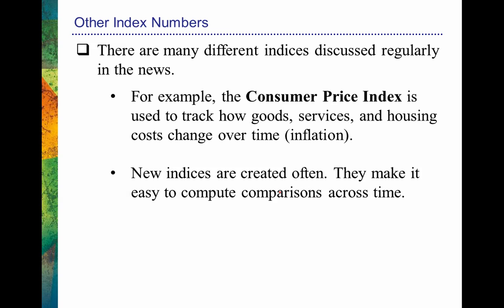All right, just some quick news again about index numbers before we finish up. There really are many different indices that are reported in the news. At the beginning of this video, I mentioned the Consumer Price Index. It's essentially used to track goods and services, housing costs. It's kind of an inflationary measure because the price of everything goes up over time. That's an inflation issue. New indices really are created pretty often. A lot of them don't have staying power. You might hear about them in the news and not hear about them again. But other ones really hold our attention for a long time, and we have some long-term data. But in all cases, they make it easy for us to compute comparisons across time.